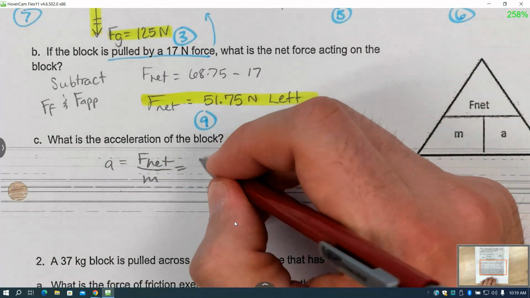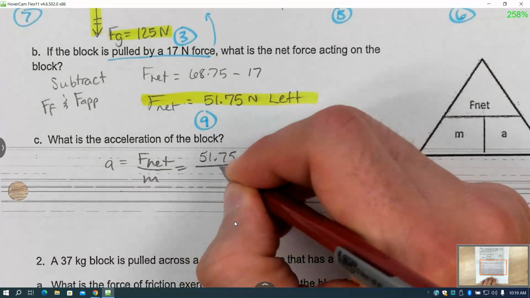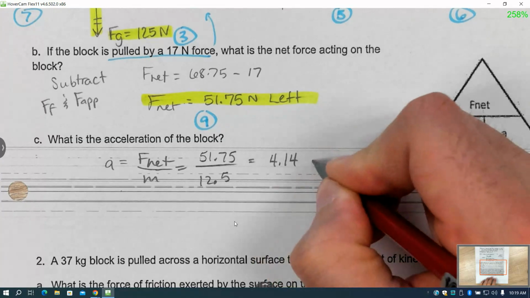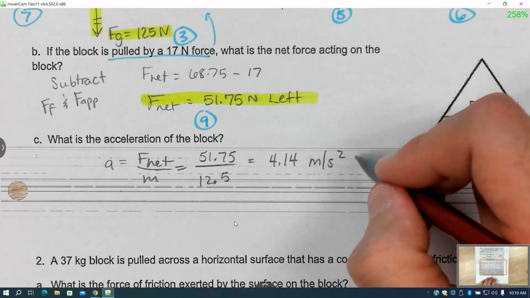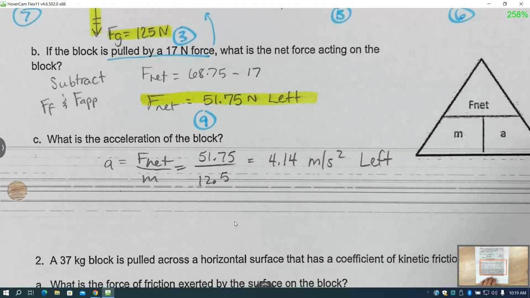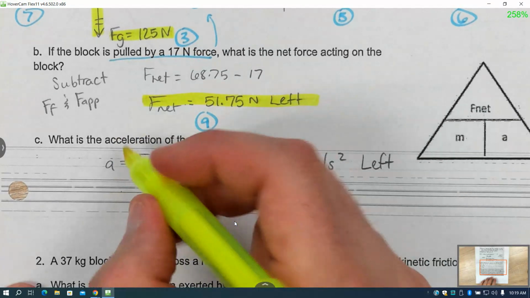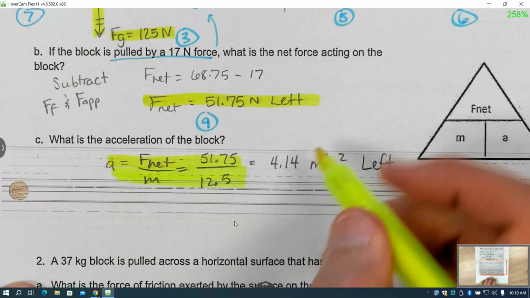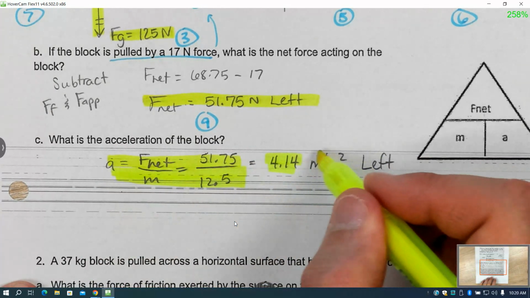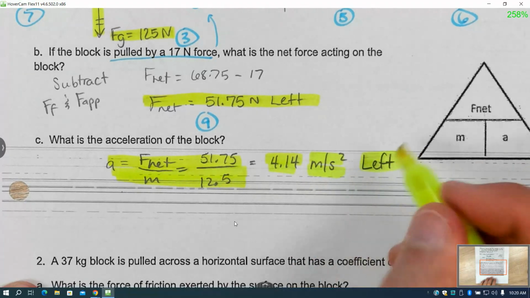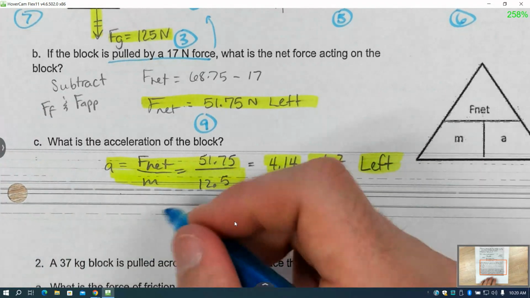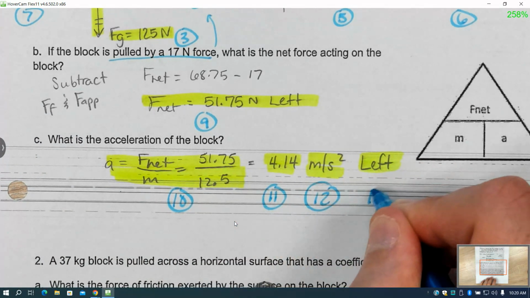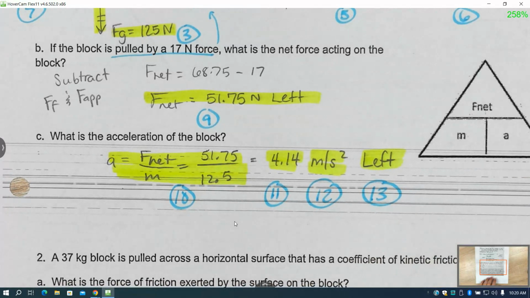F net over m, you're going to get your 51.75 divided by 12.5, which is 14.14 meters per second squared, and it will be to the left. So showing the equation that you need and doing the substitutions, right? That's a point. Getting the correct value is a point. Remember, we need the correct unit and the correct direction. So this would be your 10th, 11th, 12th, and 13th point.